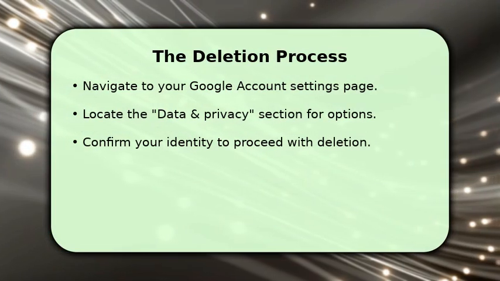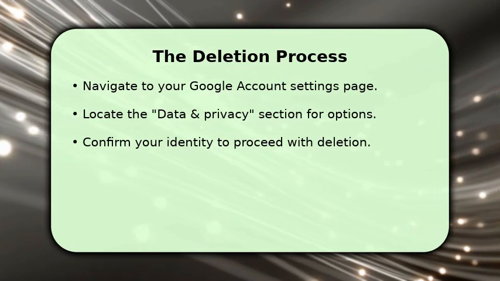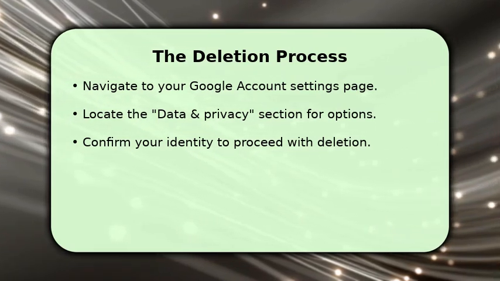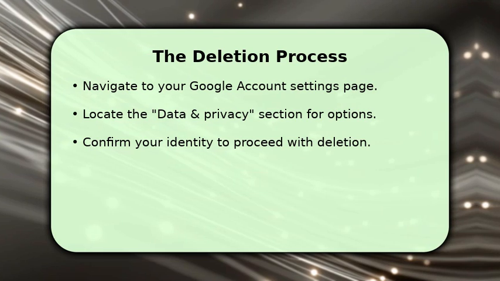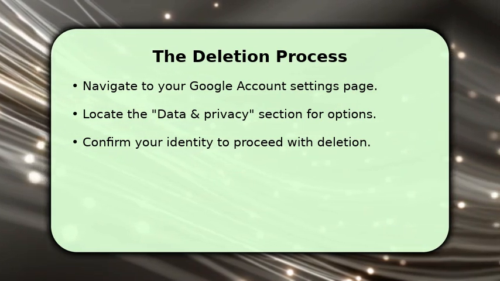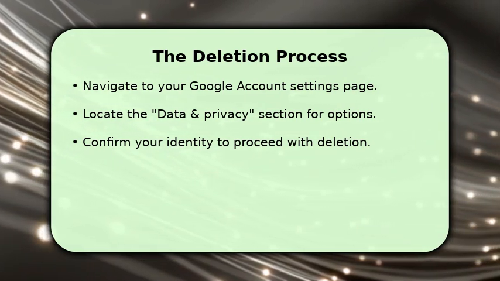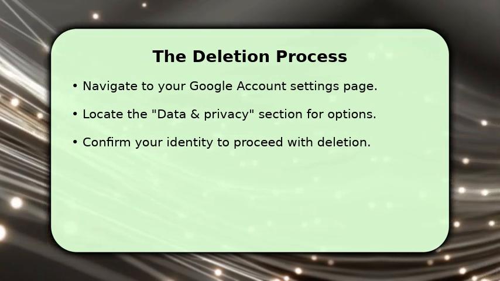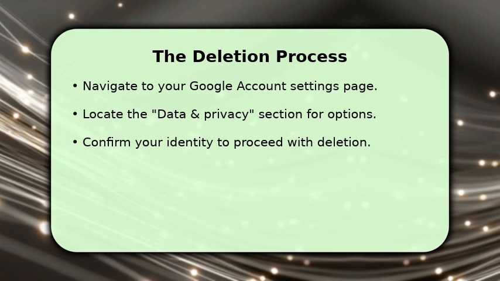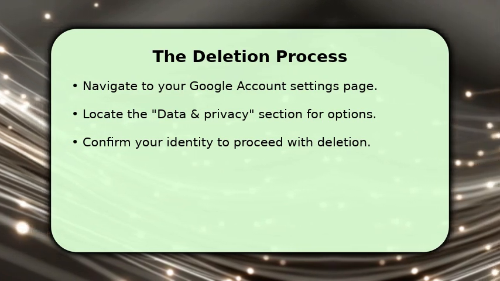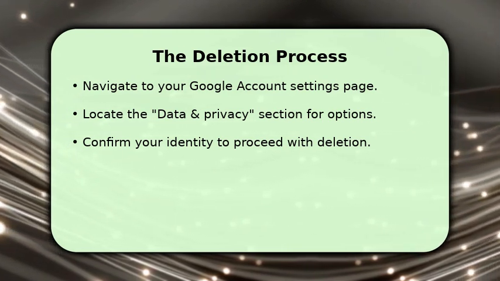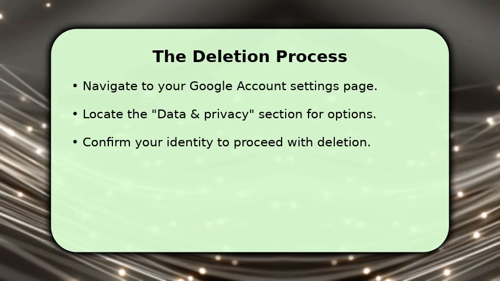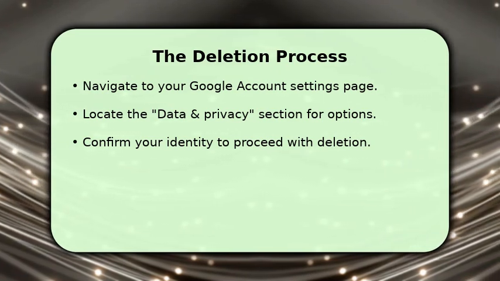To begin the deletion process, open your web browser and go to myaccount.google.com. Once there, navigate to the Data and Privacy section. Scroll down until you find the Data from Apps and Services You Use area, and then select Delete a Google Service or Delete your Google account. You will be prompted to verify your identity, often by re-entering your password.